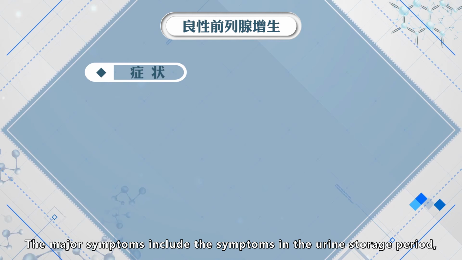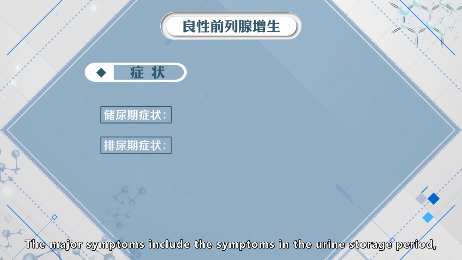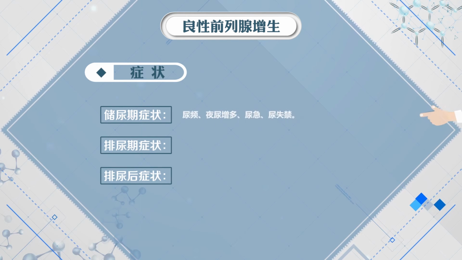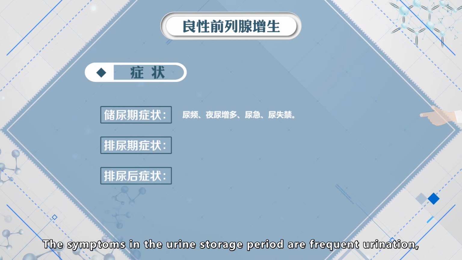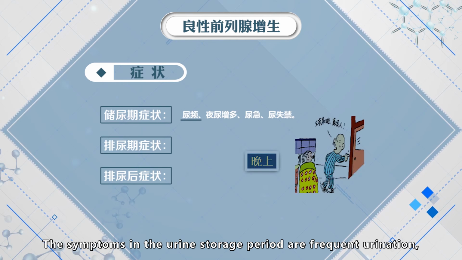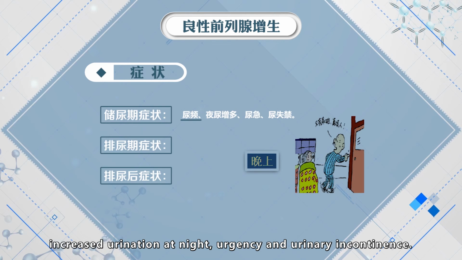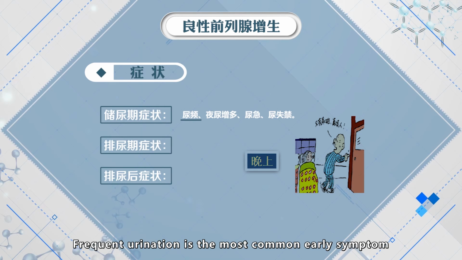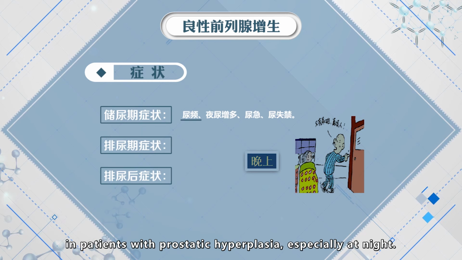The major symptoms include the symptoms in the urine storage period, the symptoms in the urination period, and the symptoms after urination. The symptoms in the urine storage period are frequent urination, increased urination at night, urgency, and urinary incontinence. Frequent urination is the most common early symptom in patients with prostatic hyperplasia, especially at night.